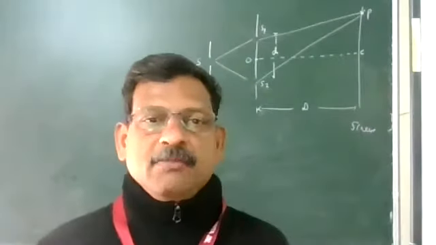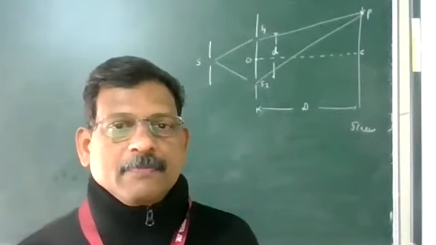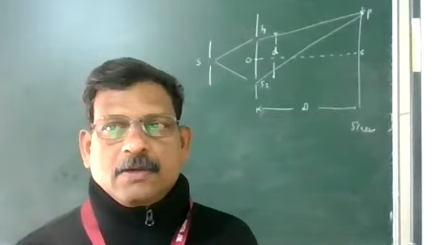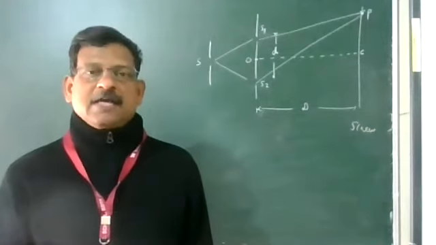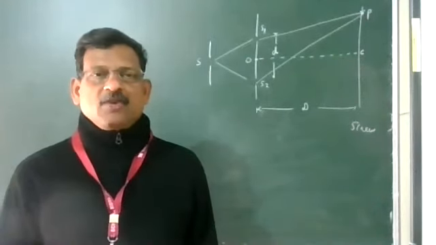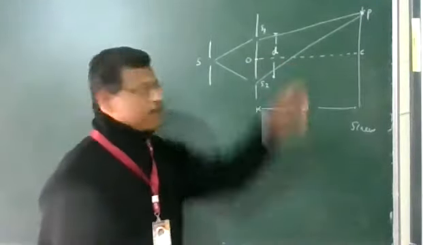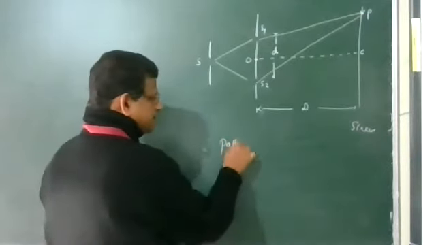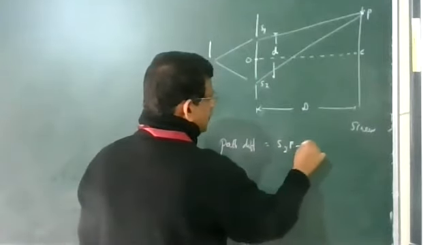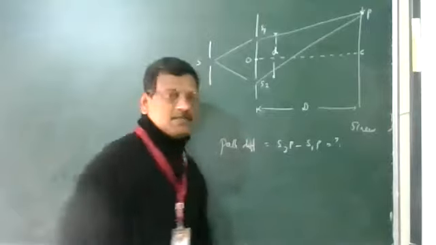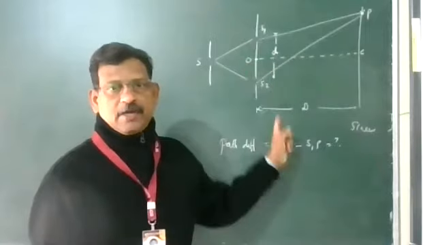Which wave is traveling more distance? Let's see together. Sir, S2P. Okay, the wave from S2 is traveling more distance and it is reaching the point P. So they are not traveling the same distance, they are traveling different distances. So there is a path difference. So what is the path difference here? The path difference between the two sources is equal to S2P minus S1P. You want to find out what this path difference is in terms of the given quantities, the distance between S1 and S2.